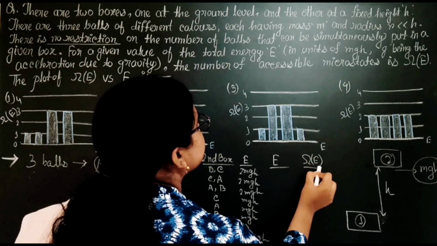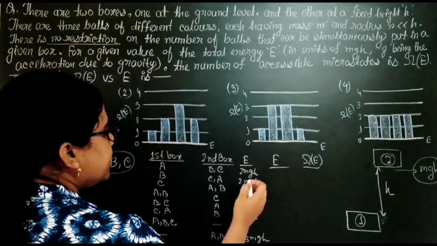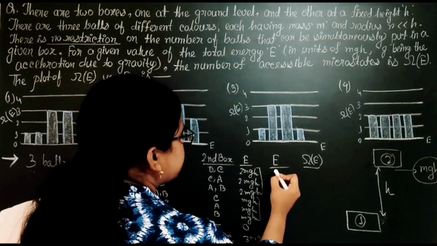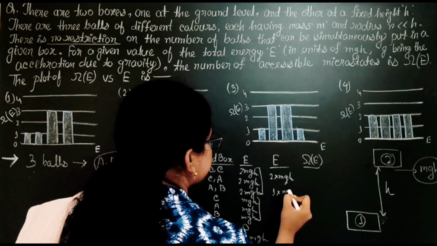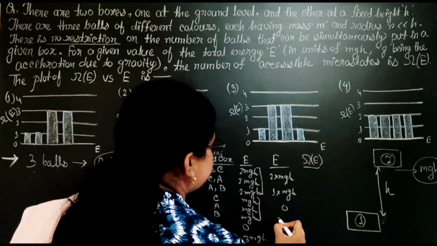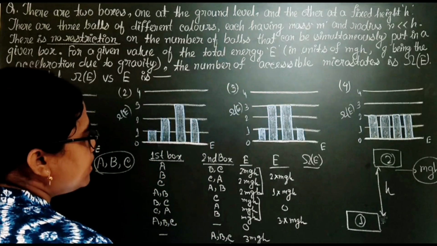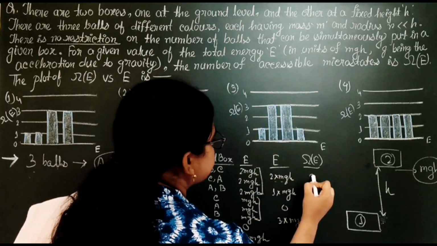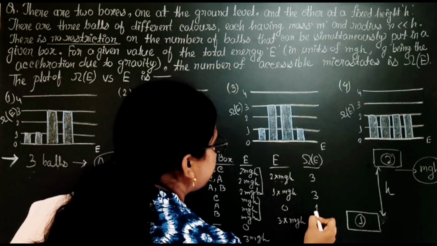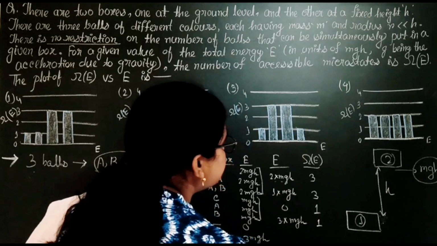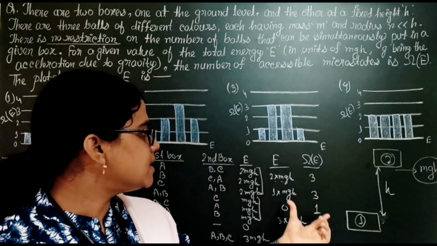Now E versus omega E. We have to plot E versus omega E, where omega E is the number of accessible microstates. So E is 2 mgh, 1 mgh, 0 and 3 mgh. So microstates will be: for 2 mgh there are 3 microstates, for mgh there are also 3 microstates, for 0 there is 1 microstate, and for 3 mgh there is 1 microstate. So now we have to check which graph satisfies these values.